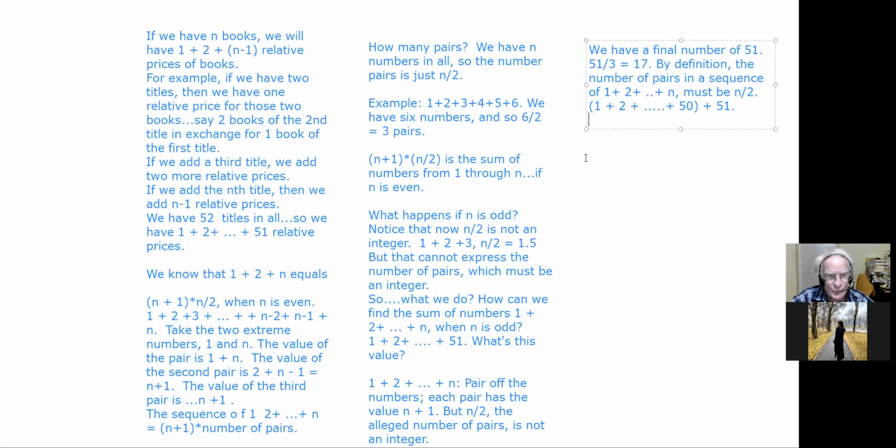So now we can apply our usual formula, n plus 1 times n over 2, which in this case, for this sequence right here, is equal to 51 times 50 over 2, or 51 times 25.